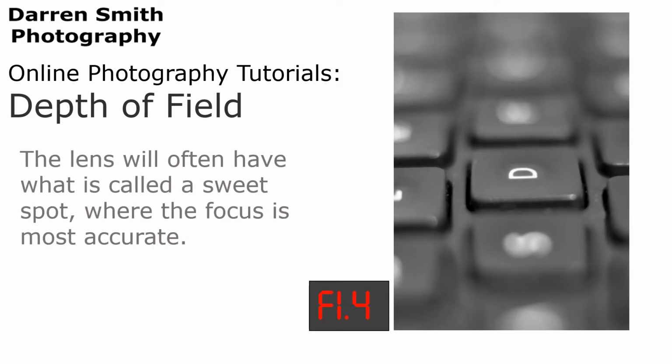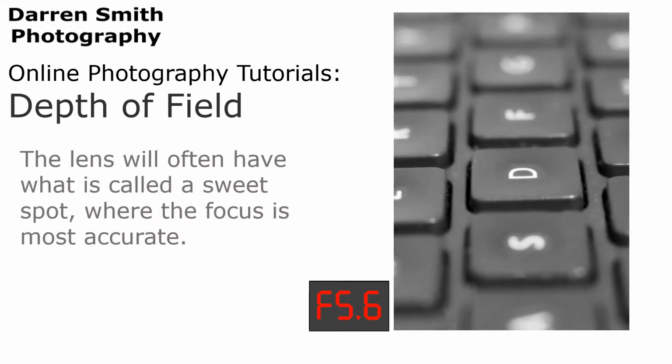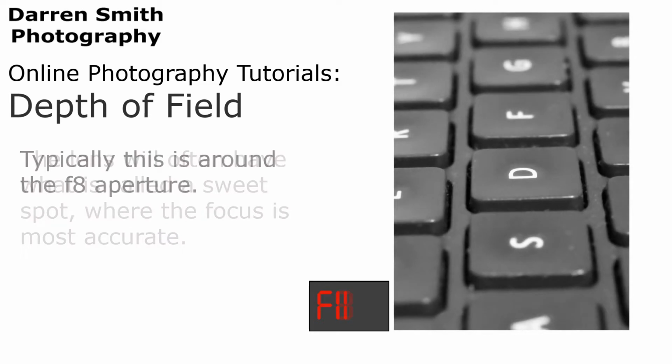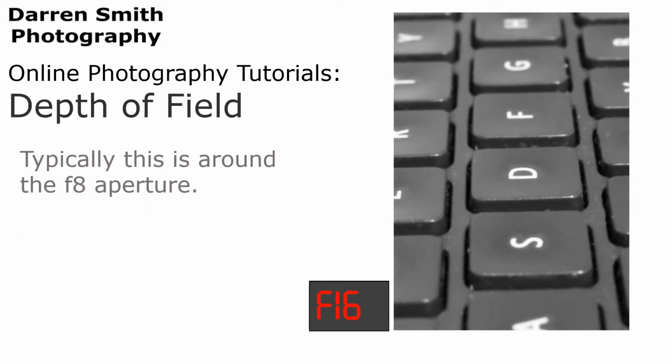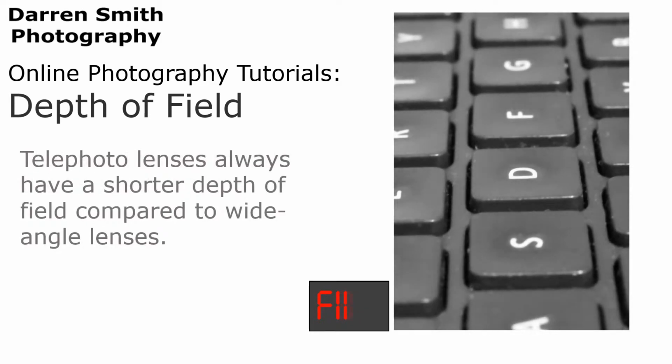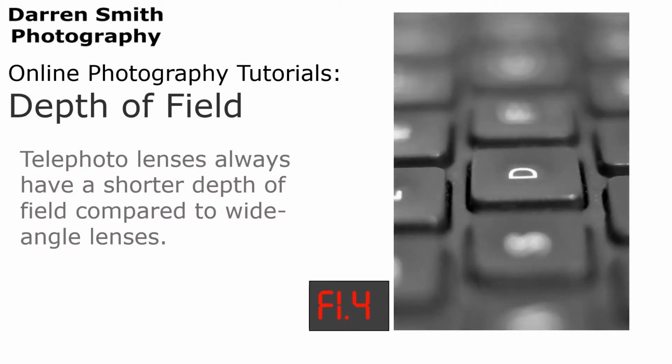The lens will have what is often called a sweet spot where the focus is most accurate. Typically, this is around the f8 aperture. Different focal lengths have different depths of field. For example, a telephoto lens always has a shorter depth of field.